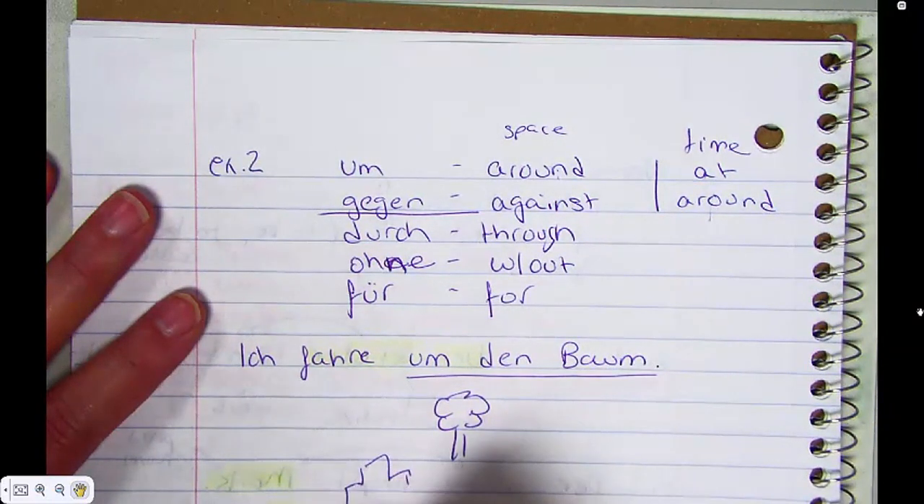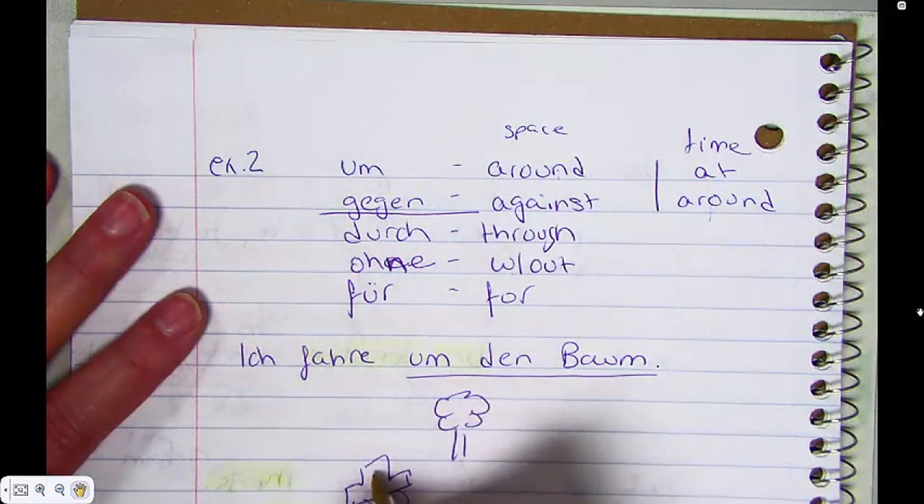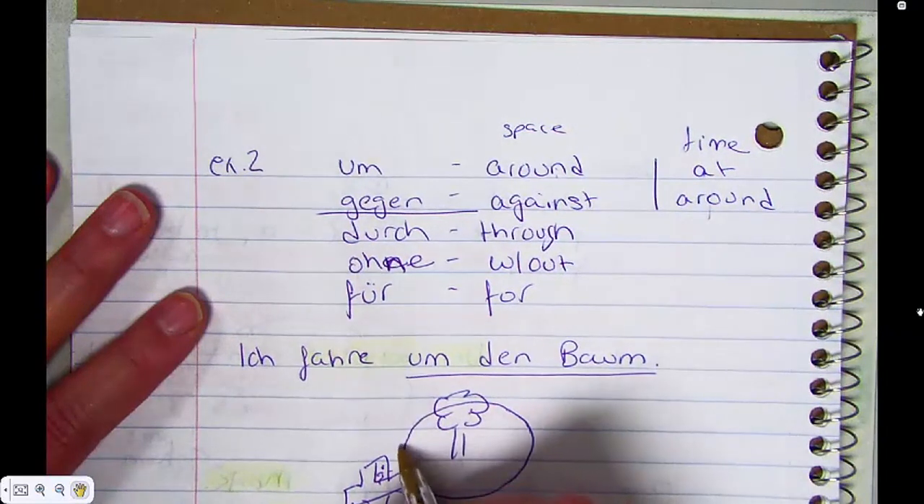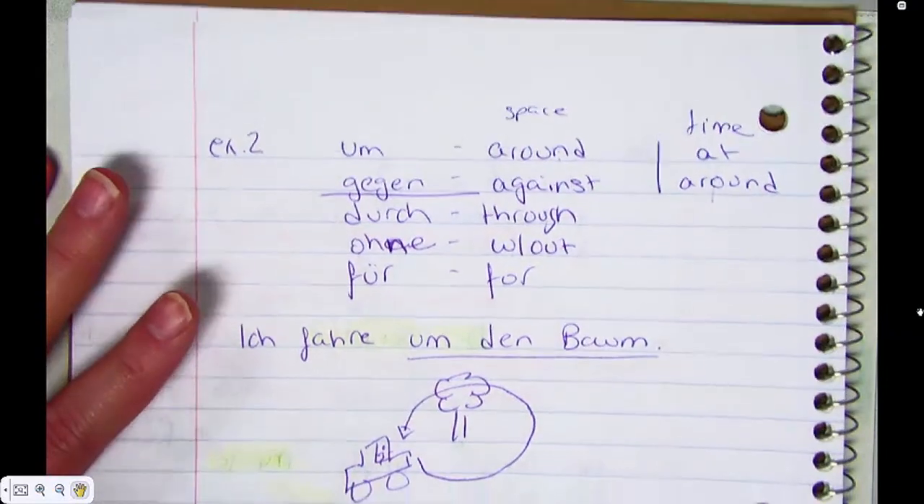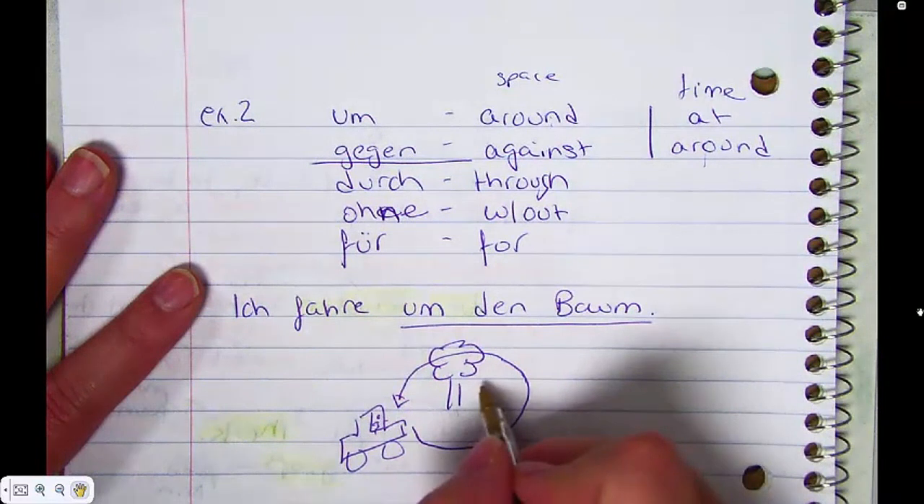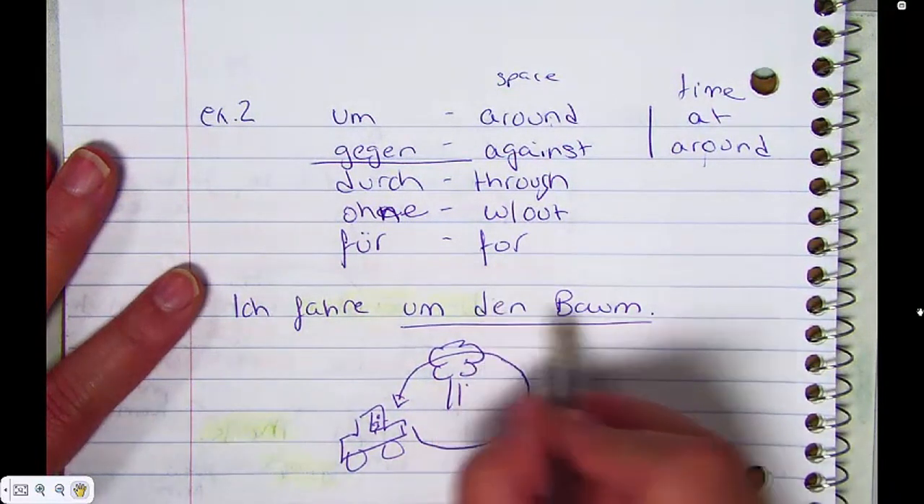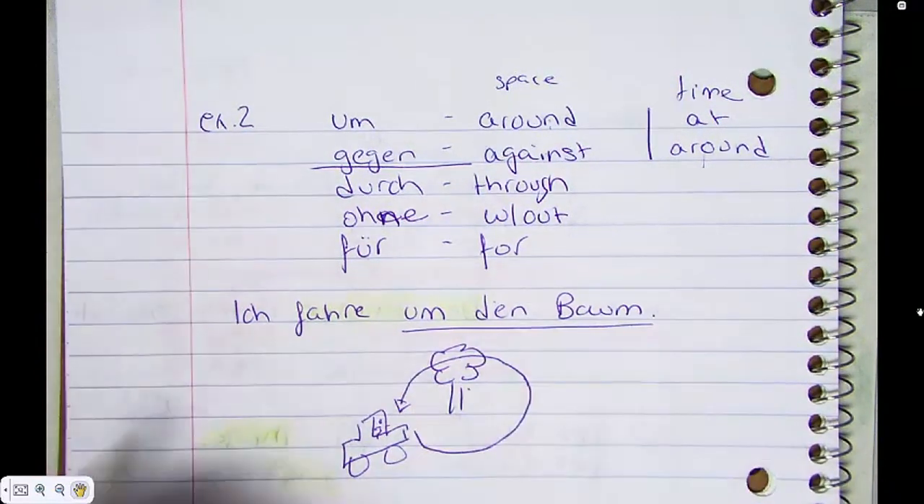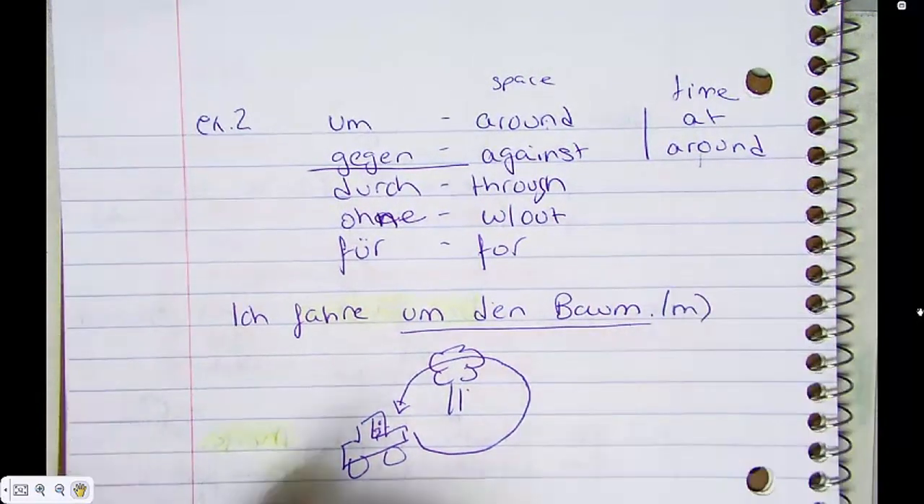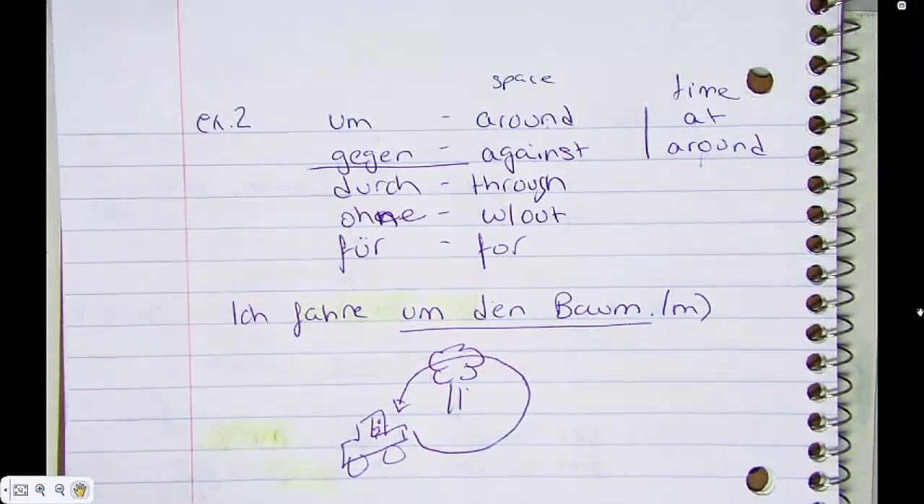And here's my little car, and I'm sitting in it. I'm going to go. Okay. So ich fahre den Baum. Den Baum in this case is an accusative case because it's masculine. So we've got an accusative ending.